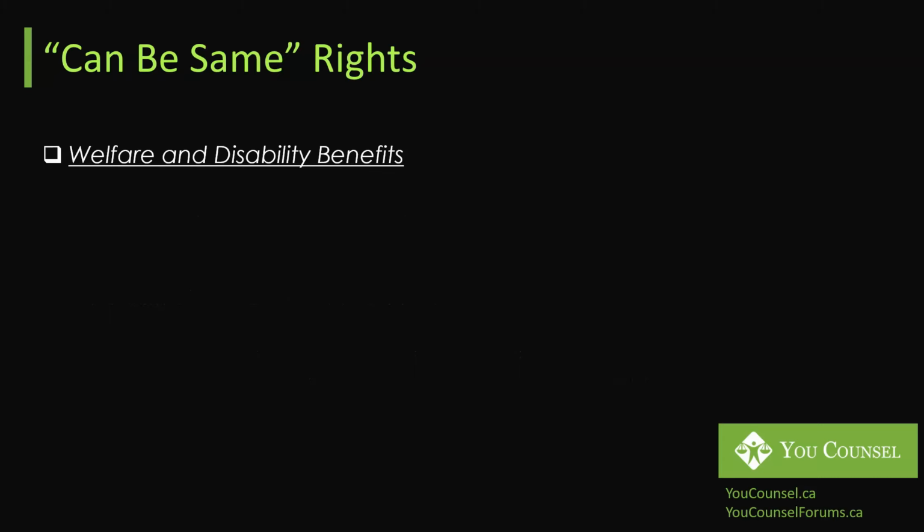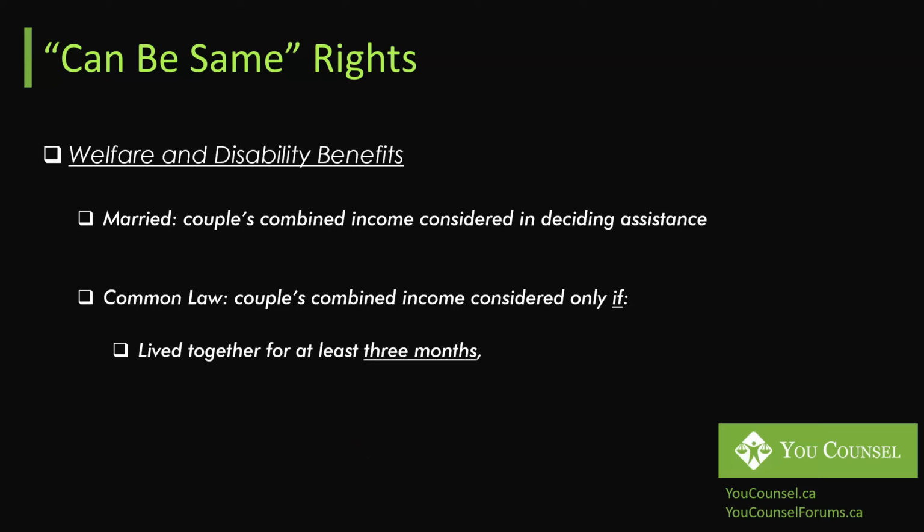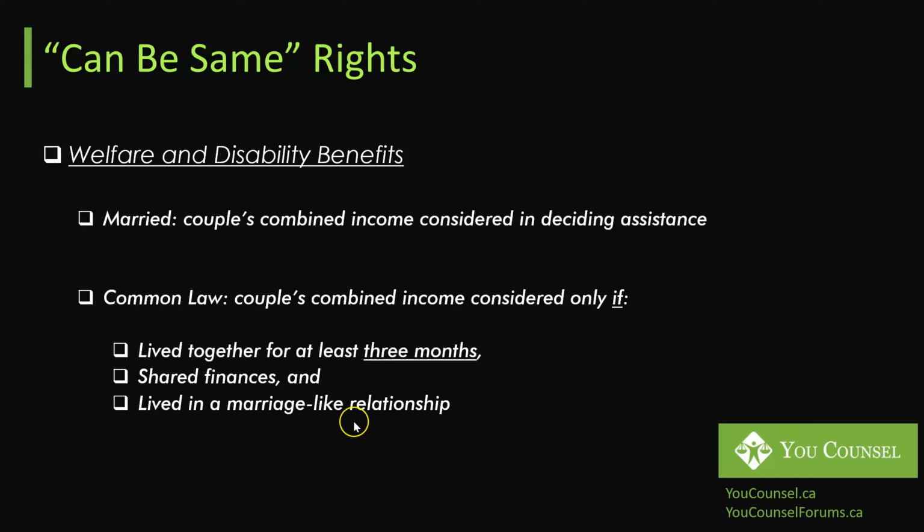Welfare and disability benefits can also be the same depending upon the circumstances. If a couple is married, then if they're applying for assistance or disability benefits, their combined income is considered in deciding what assistance they will receive. In common law, their combined income is considered only if they have lived together for at least 3 months, not 3 years, 3 months. They have shared finances and lived in a marriage-like relationship.